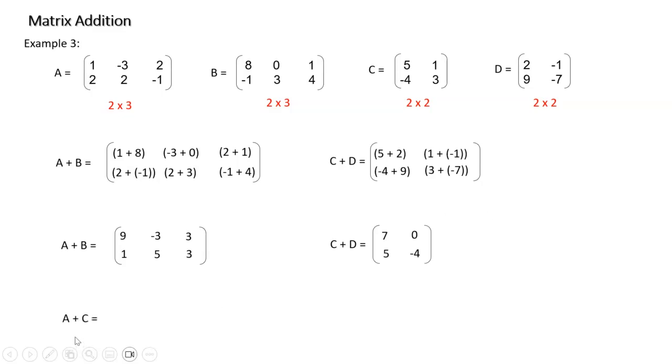Now, can we do A plus C? If you notice, A plus C cannot be done. Why? Because matrix A is a 2 by 3 and matrix C is a 2 by 2. 2 by 3 and 2 by 2 are not the same size, so it's not possible.